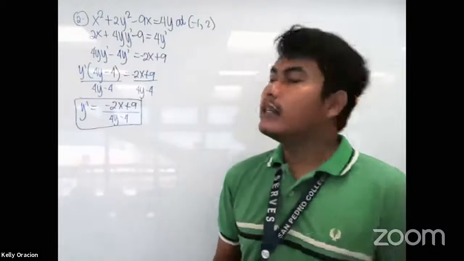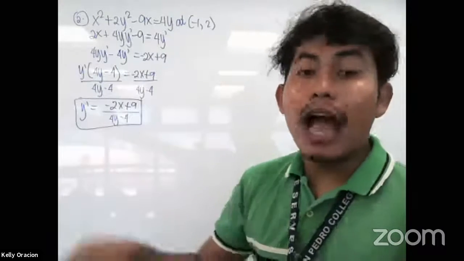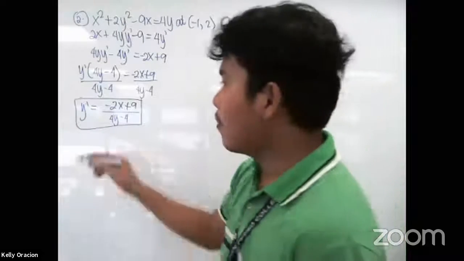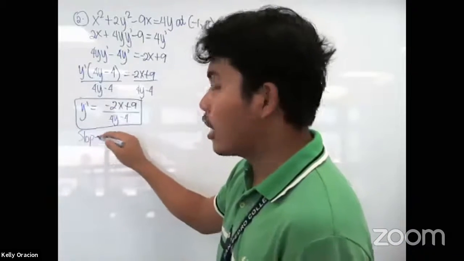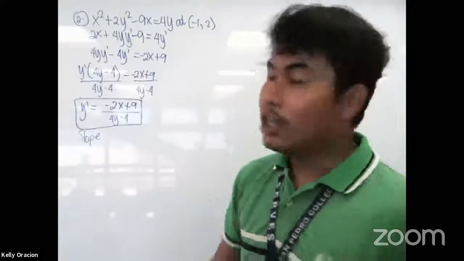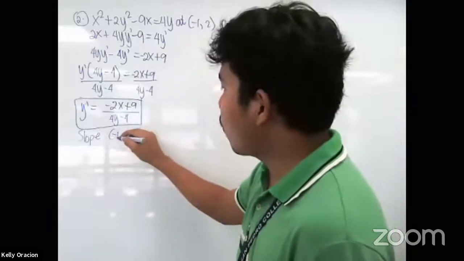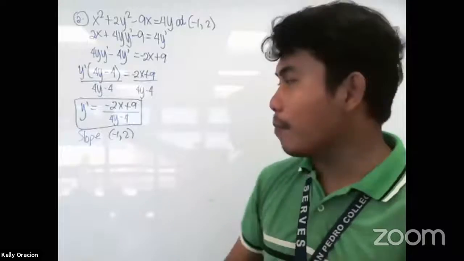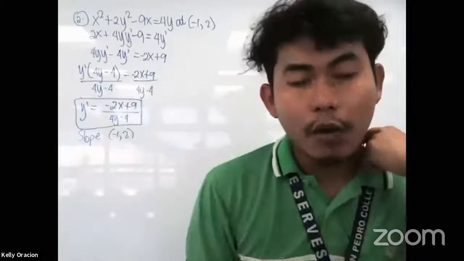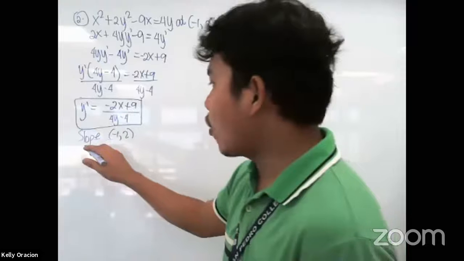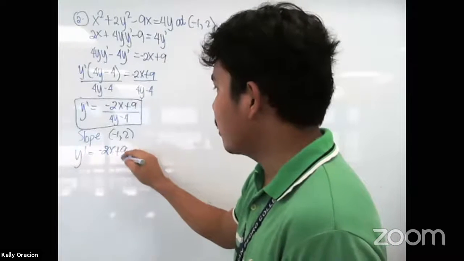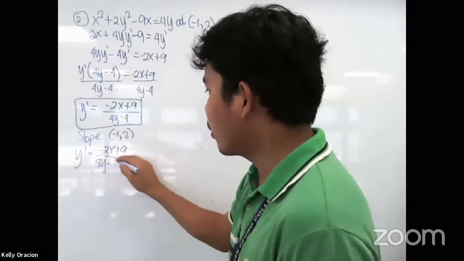And then, since nakuha naman yung y prime, ano yung nabanggit ko kanina? Once you have the y prime, solve for the slope. Okay? Solve for the slope, given at this point, negative 1 and 2. So by using the y prime, we can find our slope. So y prime is equal to negative 2x plus 9 over 4y minus 4.